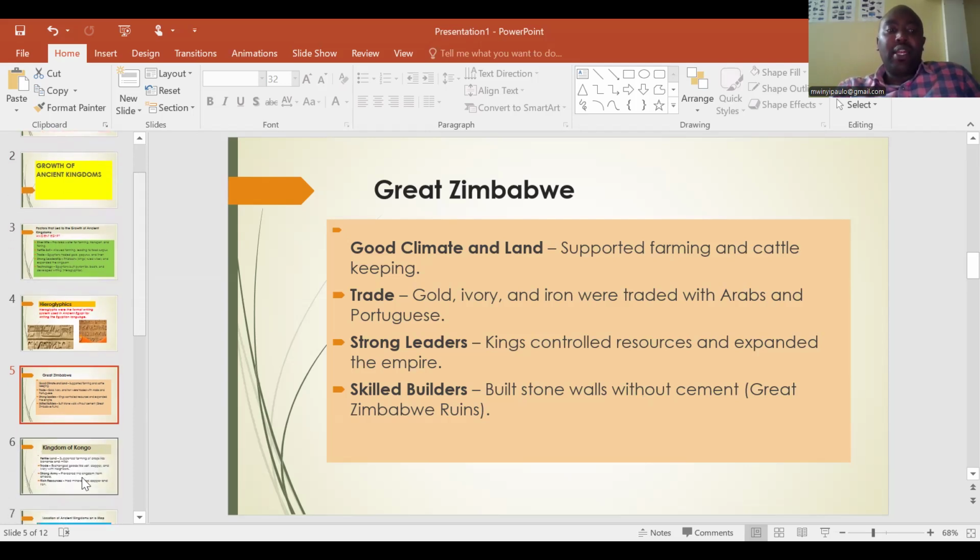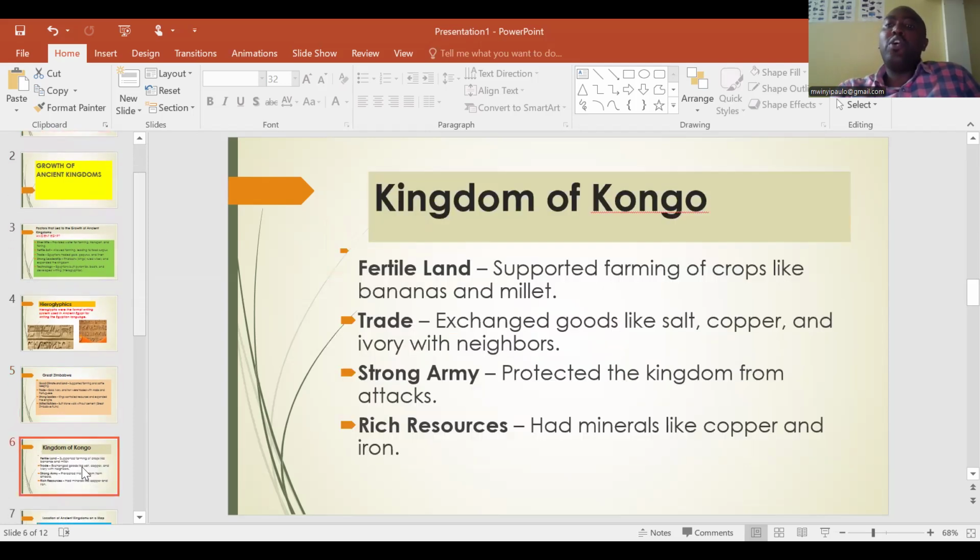We move on to the Kingdom of Congo. Factors that led to the growth of the Kingdom of Congo: fertile land, a factor that we've noted. It's common with ancient Egypt and the Great Zimbabwe. The fertile land supported farming of crops like bananas and millets.